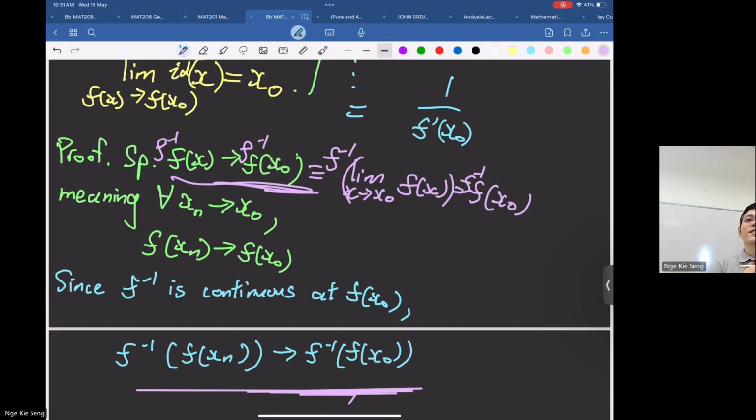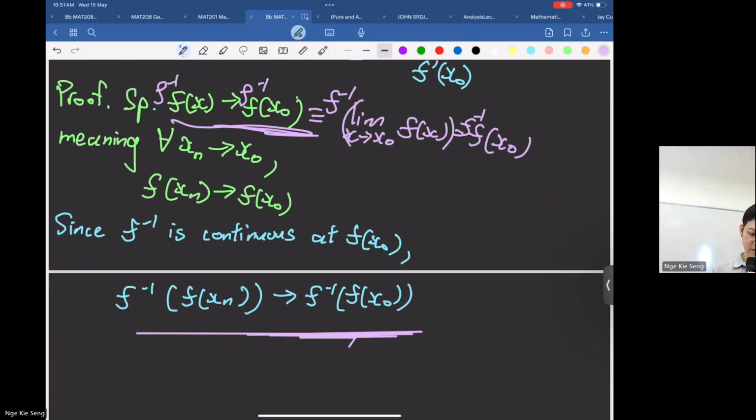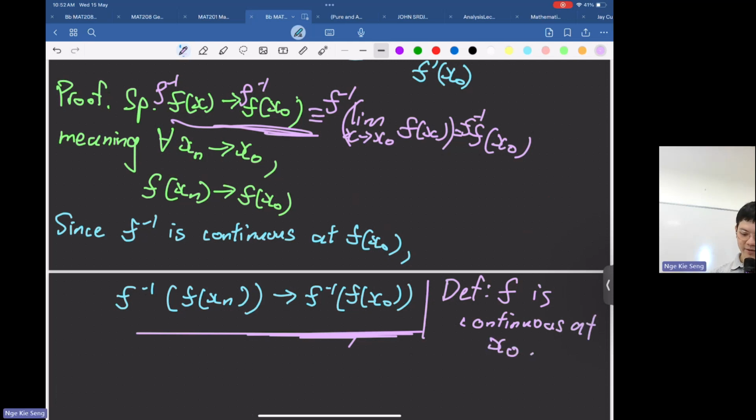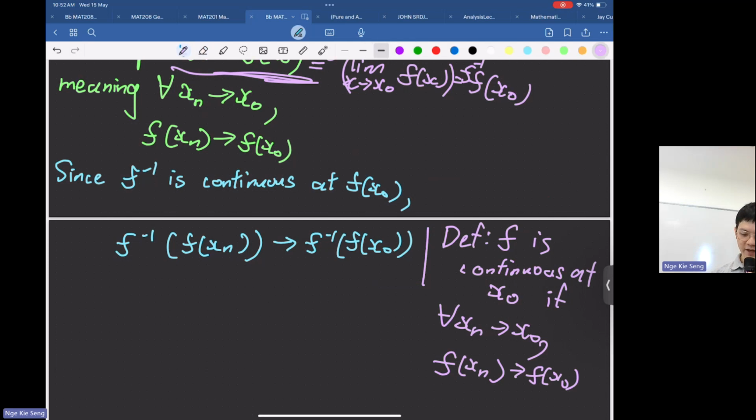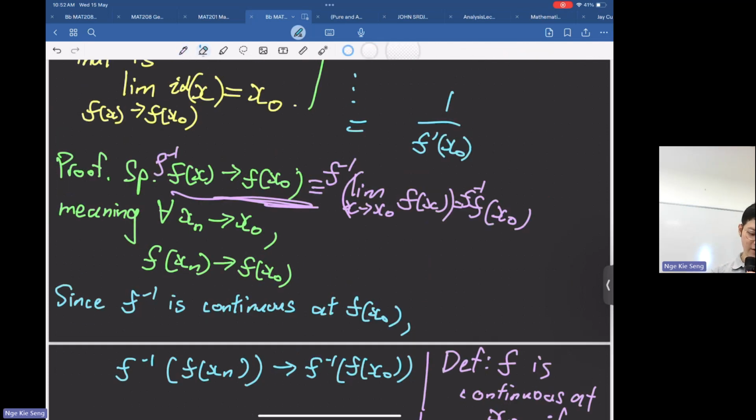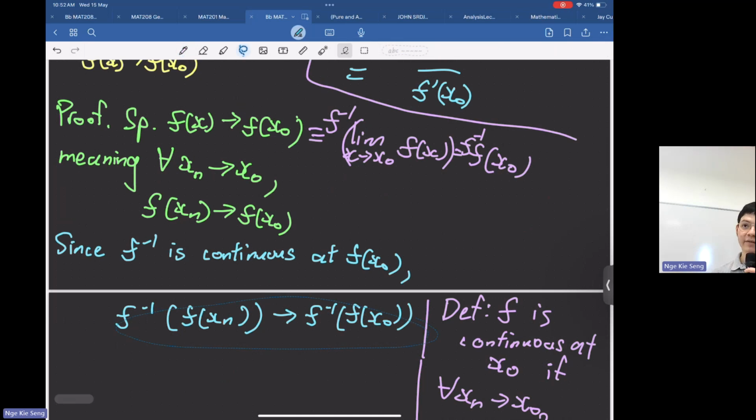Remember the definition of continuity. f is continuous at x naught. What does it mean? If for every xn converging to x naught, f(xn) converges to f(x naught). So don't get confused: f(x) converging to f(x naught) is a limit of a function, so I can apply the inverse here.